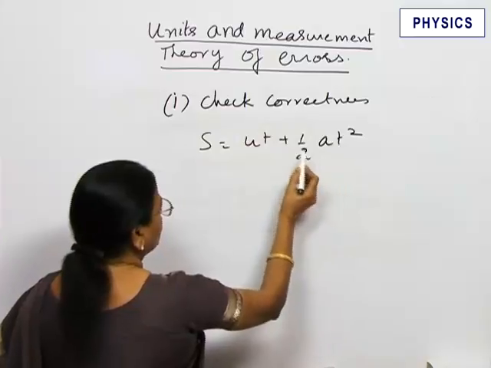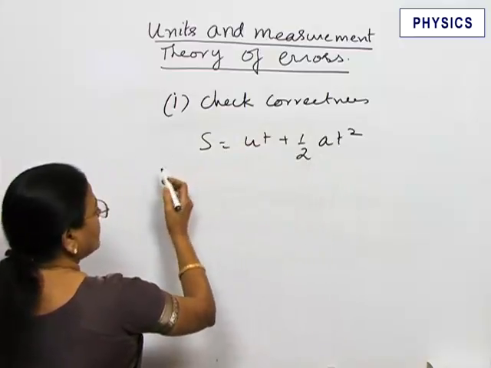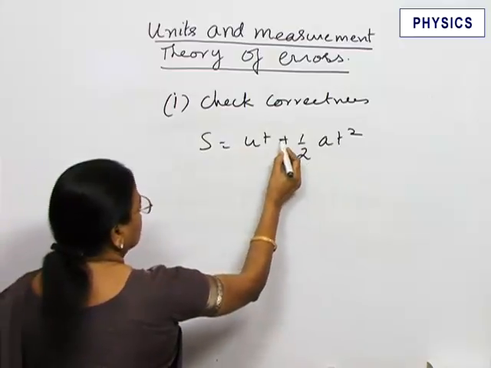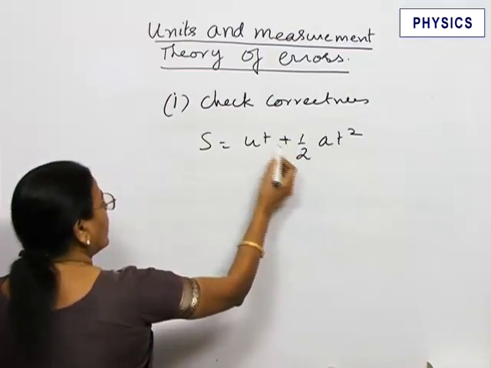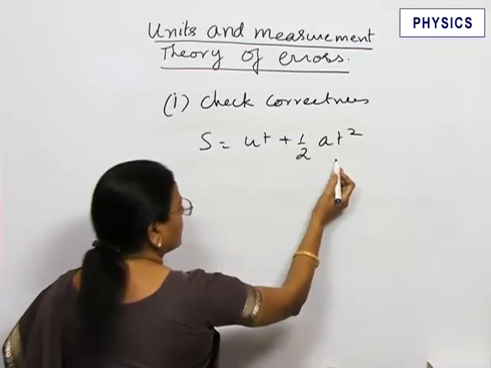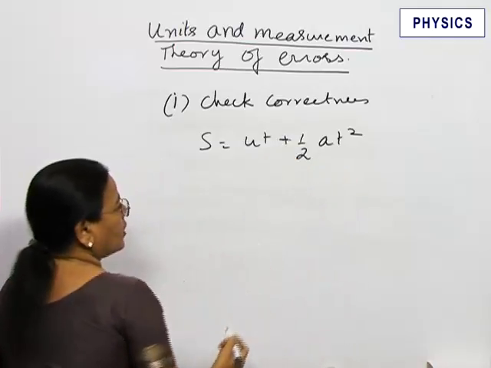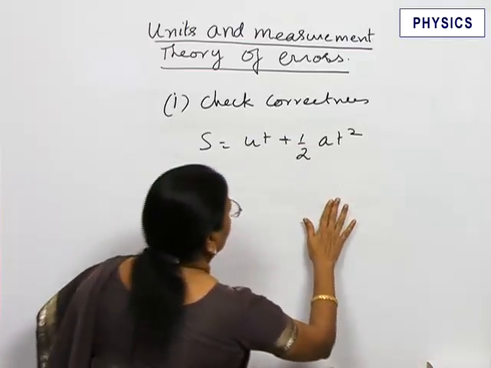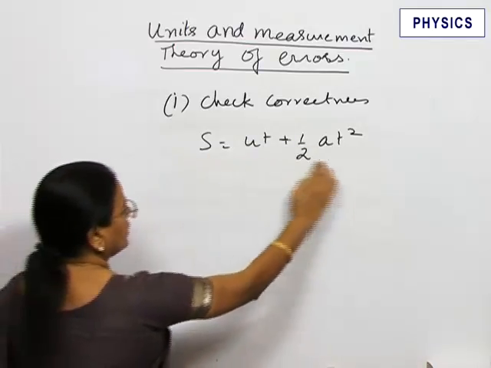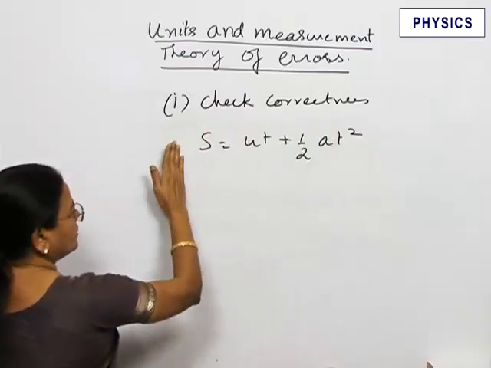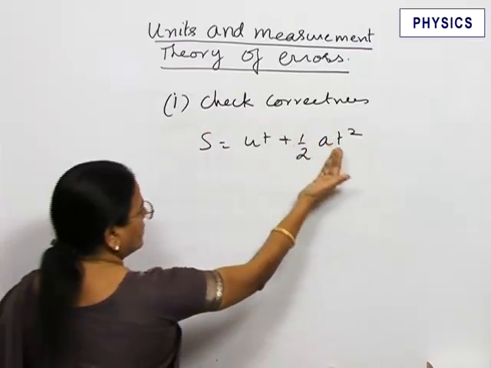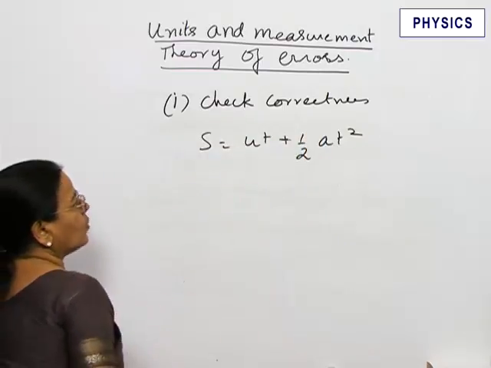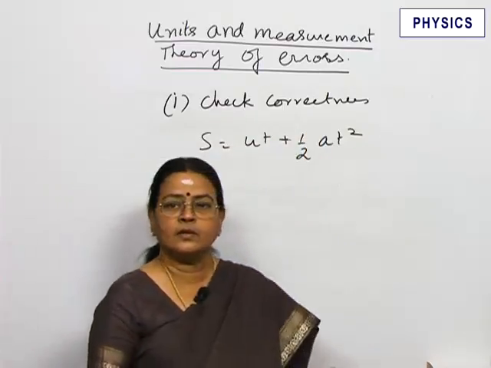is true only if it is dimensionally consistent. That means you can add and subtract only quantities which are having the same dimension, not different dimensions. And also, if this is an equation in physics, the dimension of the left hand side and the dimension of the quantity on the right hand side must be the same. This is called homogeneity of physical equation.